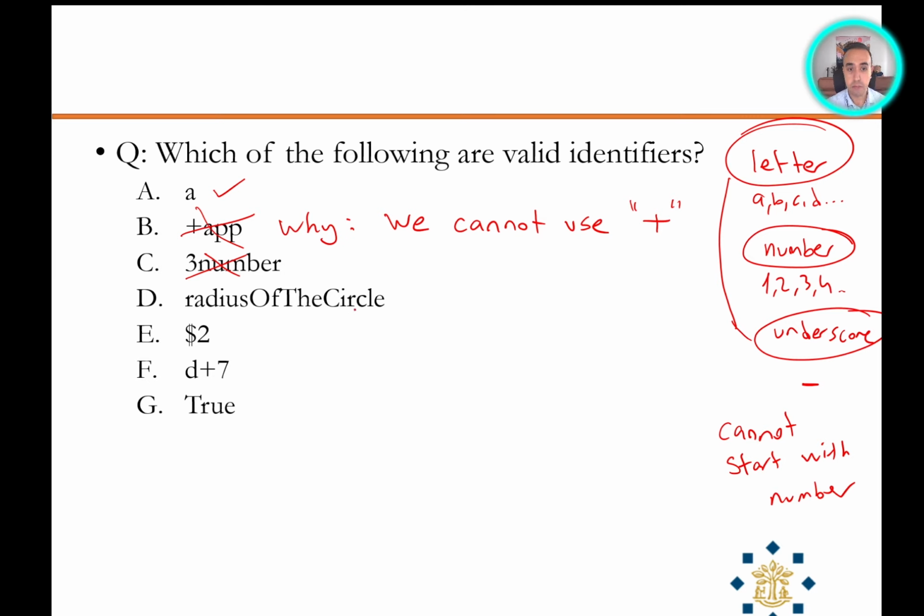Radius of the circle, this is, I mean, pretty good. So you can have lowercase or uppercase, no issue, but just know that it is case sensitive. So $2, no, we don't have a dollar sign. B plus 7, no, because again plus. Okay, true. So this was a reserved word. So we cannot use true or false. So it's either A and D, okay?